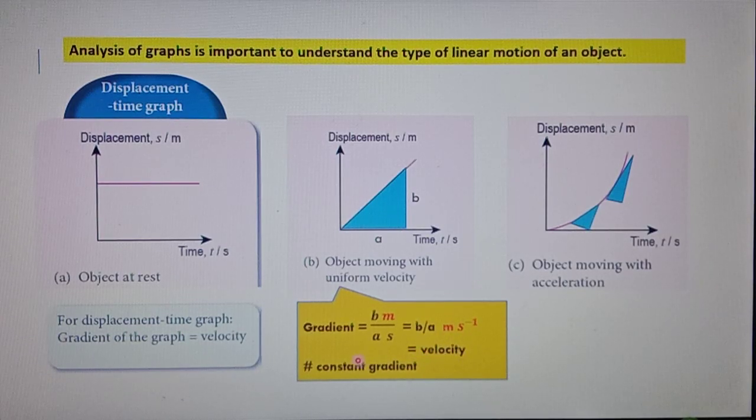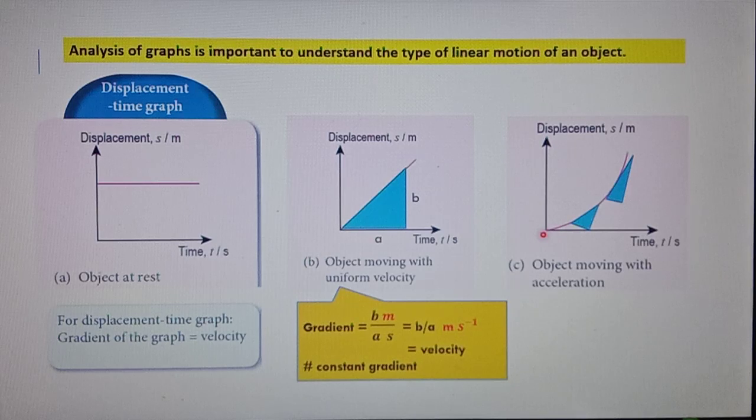So what we can conclude based on this calculation is that the gradient of the s against t graph equals the velocity of the object. So from the graph here, we get only one constant gradient, or constant velocity. Thus, the type of motion is uniform velocity or constant velocity. Okay, the third one you can get here is the curve graph.